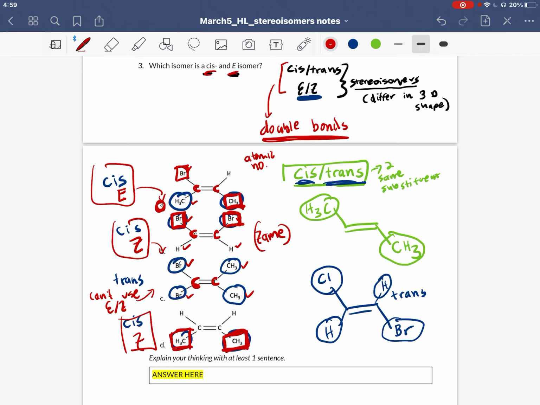All right, let me know what questions you have about this. I'm sensing that there's still some confusion and some questions over cis, trans, EZ. I encourage you to go back to the notes, go back to what we did during HL time, and then keep asking questions in the homework document. All right, good luck.